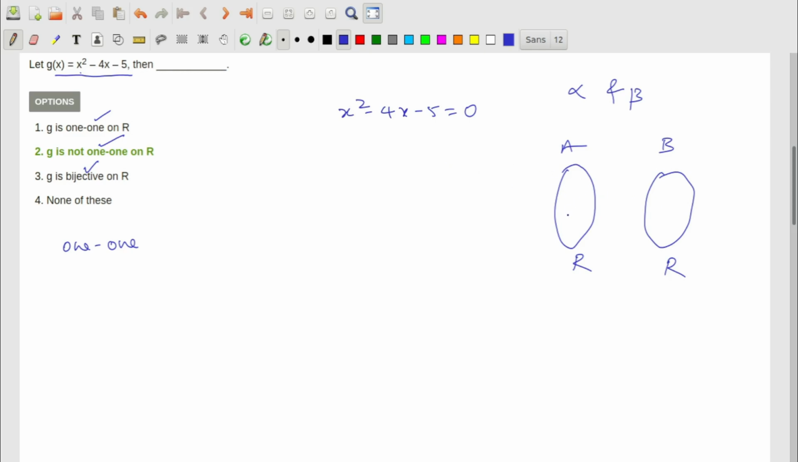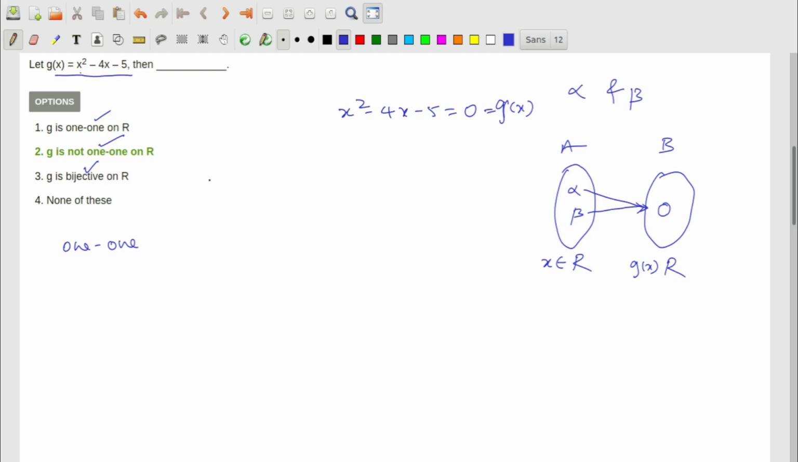So this set will have x values, x belongs to R, and this set will have g of x, right? So now here this is equal to g of x. Fine. So then if g of x is 0, then what are the corresponding elements? Alpha and beta. Alpha is related to 0, and then beta is also related to 0, right? So hence, as two elements are related to 0, it is definitely not a one-one function, right?